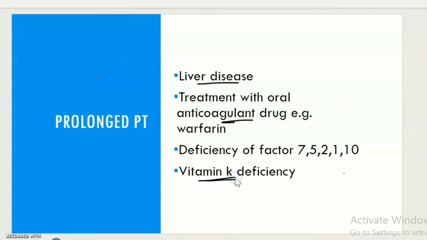Vitamin K deficiency. Vitamin K is needed to make clotting factors. So if your PT is prolonged, it may mean that the patient has a deficiency of vitamin K. So that's all about prothrombin time.